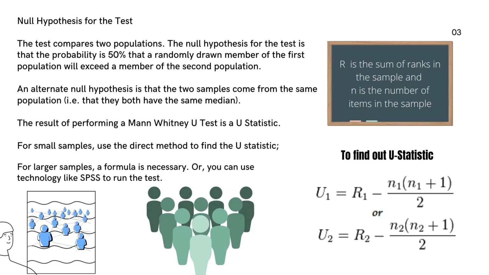For small samples, use the direct method to find the U statistic. For larger samples, a formula is necessary, or you can use technology like SPSS to run the test.